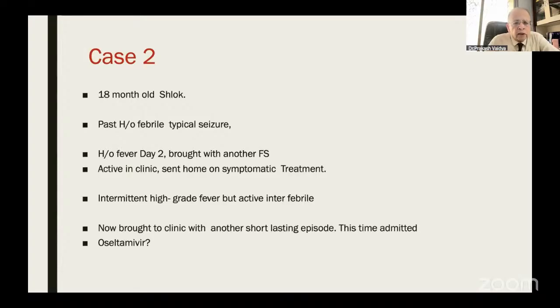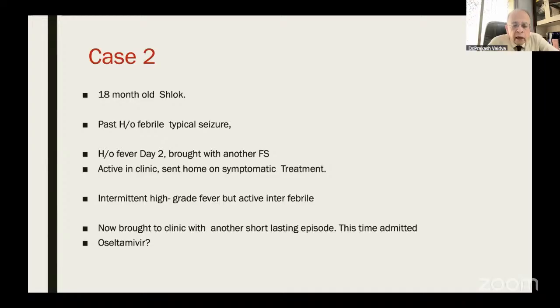Now let me look at a case which is similar to this but a little different, and I wanted your perspectives on this. This is an 18-month-old male child, Shlok. He has a past history of a typical febrile seizure. He comes to you on day 2 of fever, and this time he's brought to your clinic with a history of one more febrile seizure. But by the time he has come, he's active and playful. So you thought, why admit him? He was sent home on symptomatic treatment. His intermittent high-grade fever continues, but he's still active interfebrile.